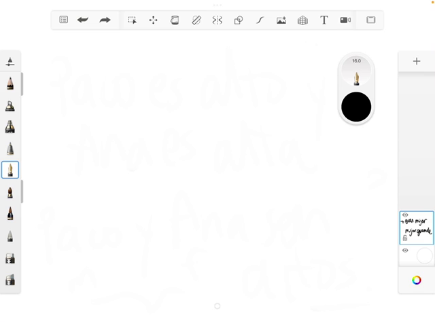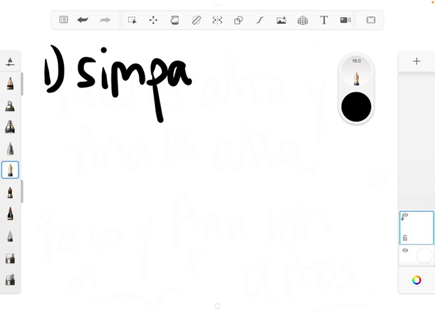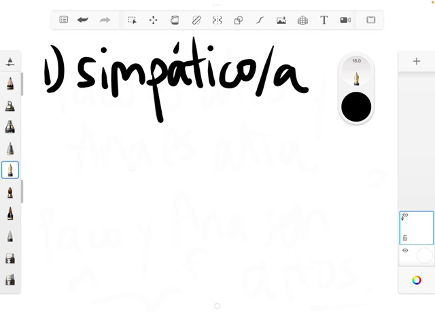I'm going to do manos a la obra. As always, you're welcome to do the activity with me. You can pause the lecture if you need to. So, número 1. Eres simpático. Now, notice it has simpático or simpática because we don't know who's being spoken to. So it could be a man or a woman that's being spoken to. So we put the OA in order to note that it's going to change depending on who is being spoken to. Simpático. Número 2. Yolanda es simpática.